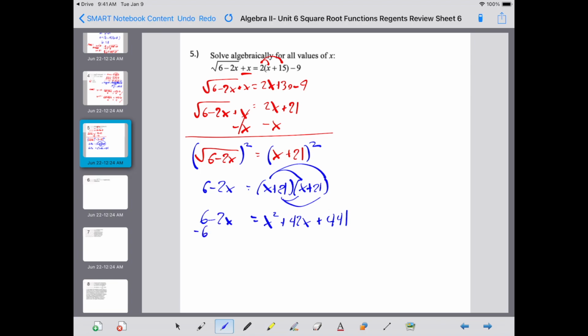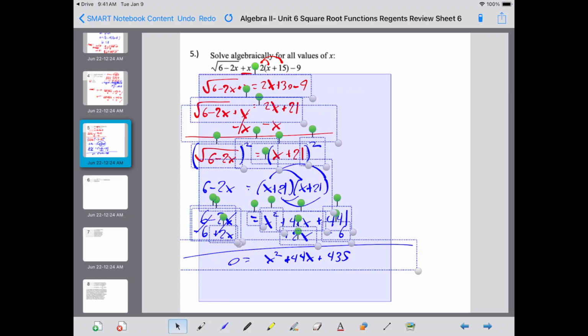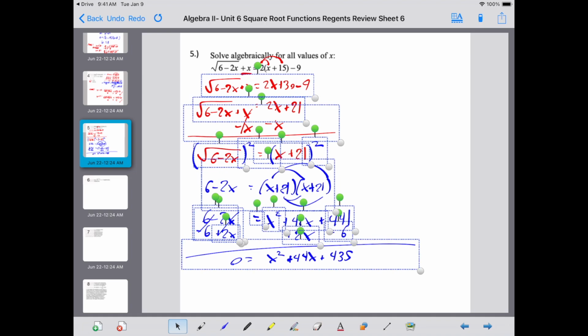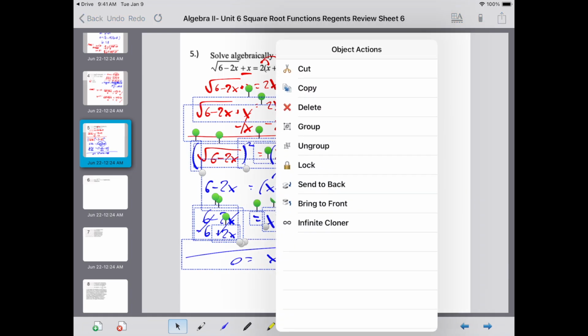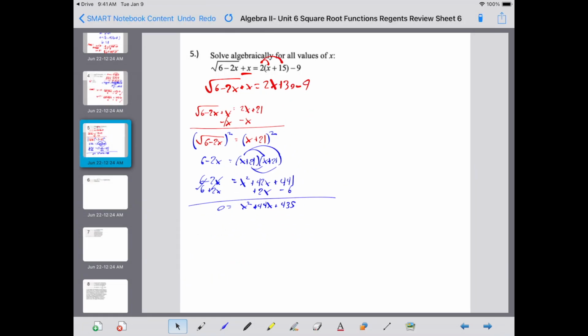Okay. Subtract 6. Add 2x. And now we have a quadratic that equals 0. So 41 minus 6. You could check if it's factorable, but just use your quadratic formula. List out A, B, and C.